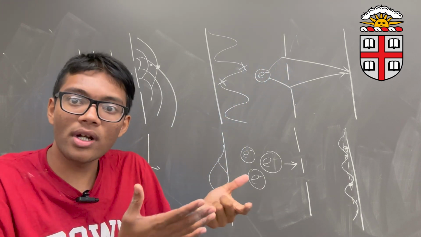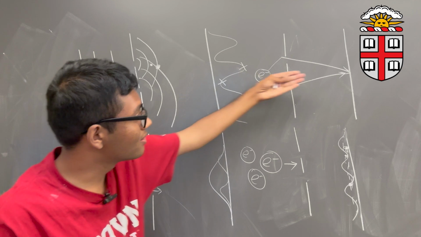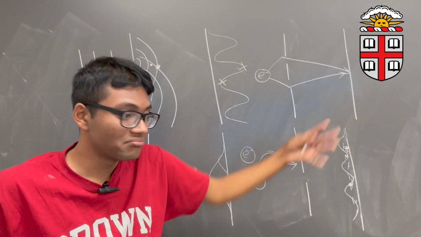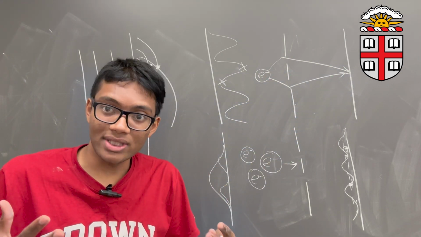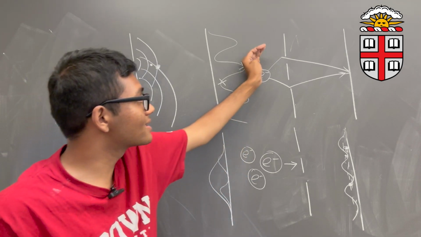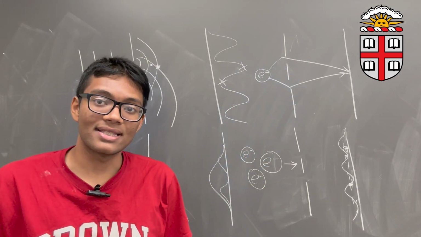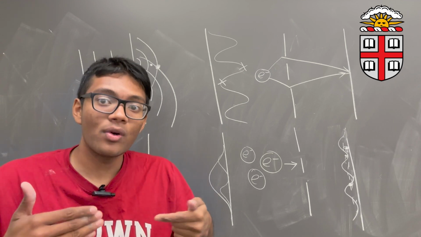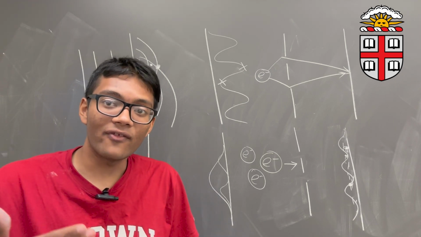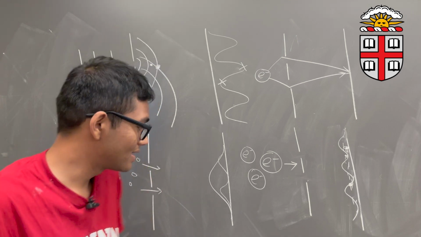Even though it's just one electron, the interference pattern that results seems like it's somehow interfering with itself, which suggests that the electron is somehow going through both slits at the same time. And now we're starting to approach the idea of Feynman's path integral. So stay with me here.